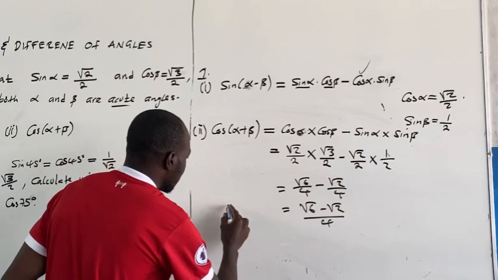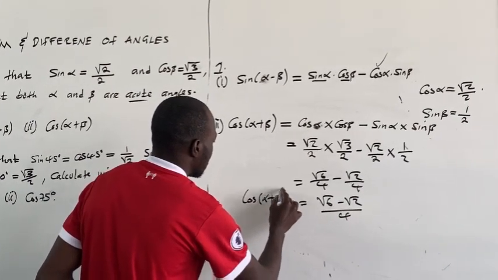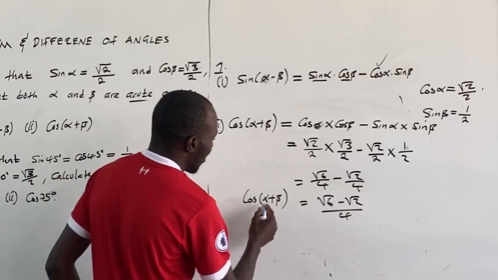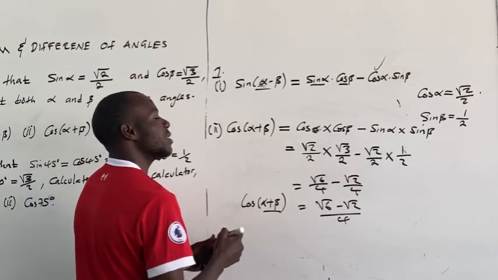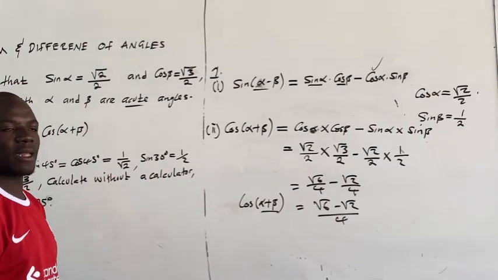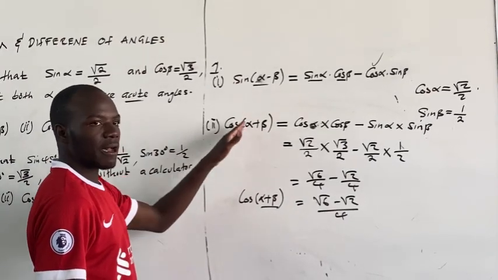So basically, this is cos of alpha plus beta. You find that cos of alpha plus beta and sine of alpha minus beta give us the same answer. So basically, this is how we use these equations.